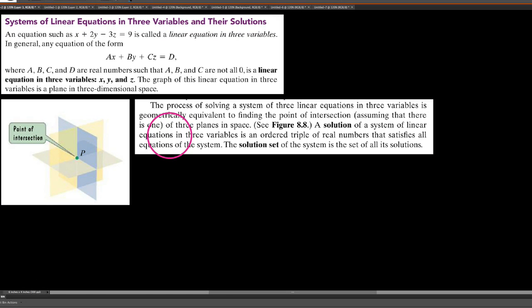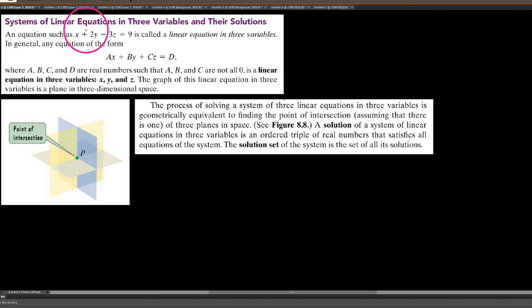Okay, YouTube, this is our first video in our module on solving systems of linear equations, but in 3 variables as opposed to 2. We have been exploring systems of equations in 2 variables with just x's and y's and 2 equations. But what we want to do is extend this to systems of maybe 3 equations and 3 variables, such as this equation here, x plus 2y minus 3z equals 9.